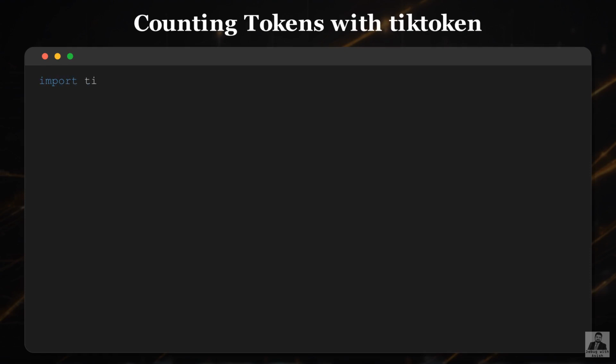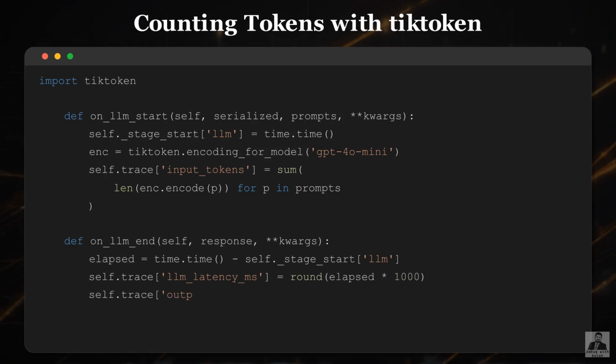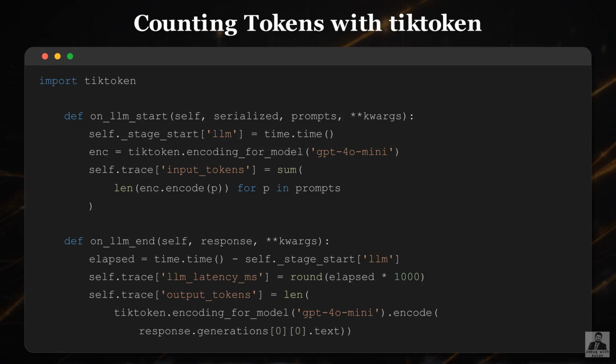We count tokens using tiktoken, OpenAI's tokenizer library. On LLM start, we encode all prompt strings and sum the token counts to get total input tokens. On LLM end, we encode the response text to get output token count and record language model latency. Input tokens multiplied by the per token price gives you the cost of the prompt. Output tokens multiplied by the output price gives you the cost of generation. Summing these across queries gives you daily and monthly cost tracking.